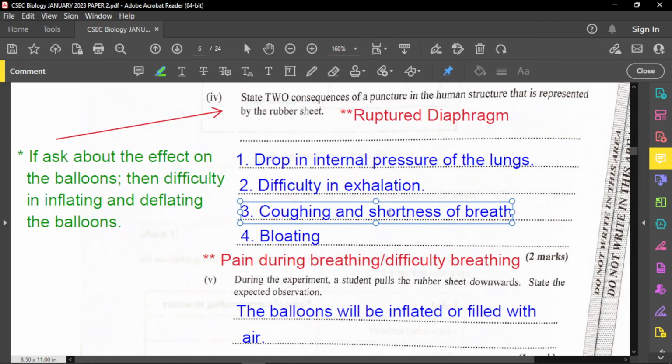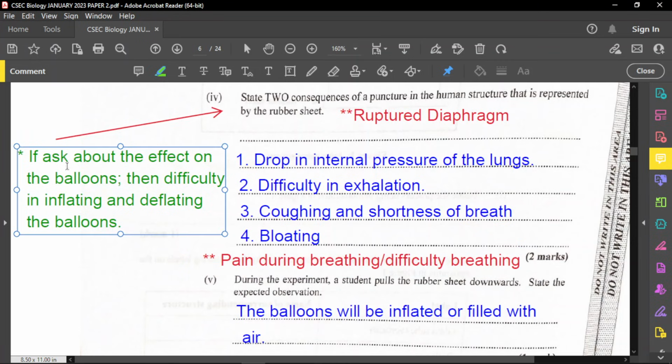You may experience coughing and shortness of breath due to the backup of carbon dioxide in the lungs as well. Bloating may take place in the abdominal cavity area, because the pressure of the lungs may push down onto that area, causing increased pressure on the abdominal cavity. Again, this is just a little extra point if you should have more points. And pain during breathing, difficulty in breathing.